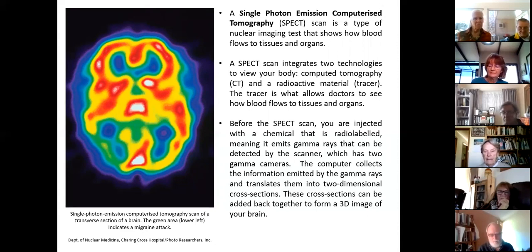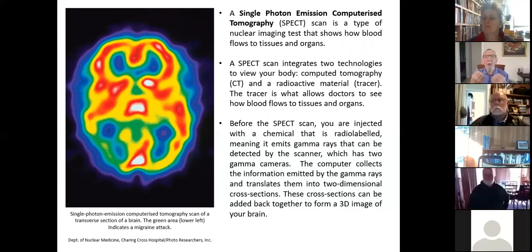Before a SPECT scan, you're injected with a chemical that is radio labeled. It emits gamma rays. Now, the gamma rays we mentioned earlier on can be quite dangerous, but in this particular case, the gamma rays are detected by a receiver and then translated into two-dimensional cross sections with the CT scan. And what we have here, in this area, which as you can see again is different from this area here, is believed to be revealing that this person is experiencing a migraine attack, which often results in altered blood flow to an area.